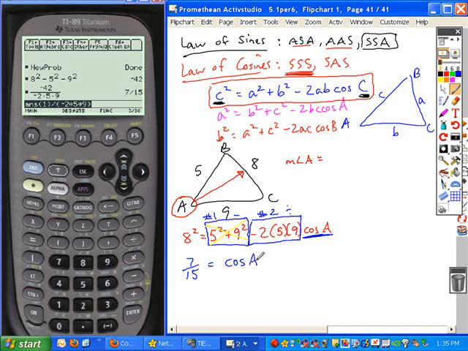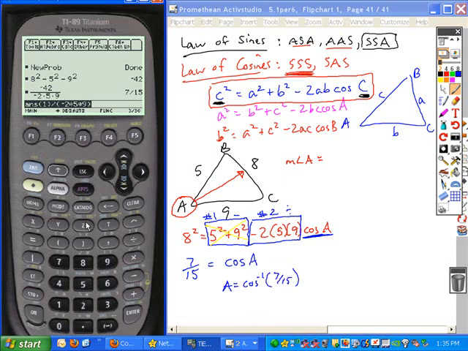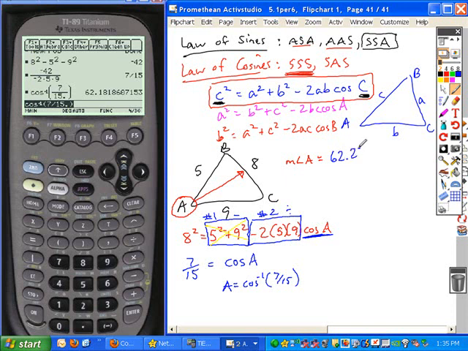Once I have my cosine ratio, what would I have to do to actually solve for angle A? Yeah, take the inverse of that fraction. And so now if I take the inverse cosine of my fraction 7/15, so I'm just going to highlight that. I want a decimal value, so I'm going to put a decimal inside. And when I hit enter, here's my angle measure. So my angle measure is about 62.2. Okay, so here's angle A.